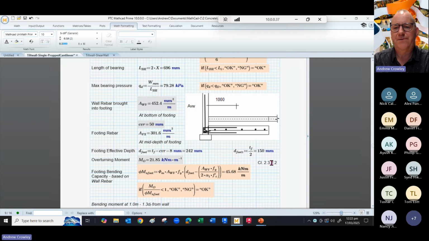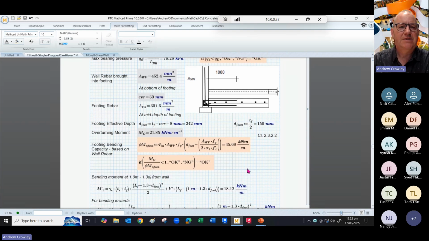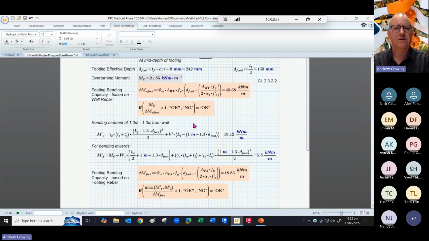Now let's look at the reinforcement for the design in bending of the footing. So we take our wall bars down into our slab. We work out what the footing effective depth is. It's a 300 thick footing, but we've got cover and a bar to reduce it. The footing capacity is based on the wall rebar and works out as 45 kilonewton meters per meter. And thankfully, this is more than the overturning moment.